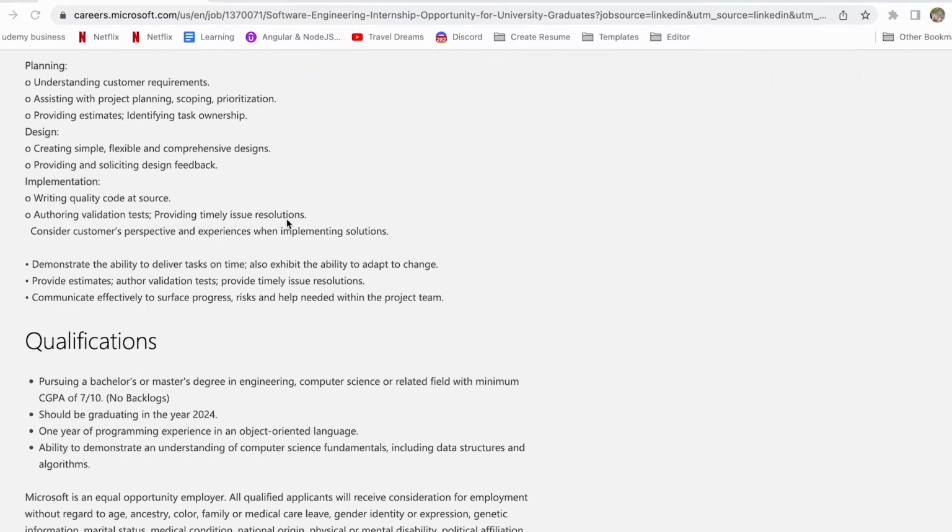The requirement is that you should be pursuing a bachelor's or master's degree in engineering, computer science or a related field, with a minimum CGPA of 7 out of 10. There should be no backlogs, you should be graduating in the year 2024, and have 1 year of programming experience in an object-oriented language, and the ability to demonstrate an understanding of computer science fundamentals, including data structures and algorithms.